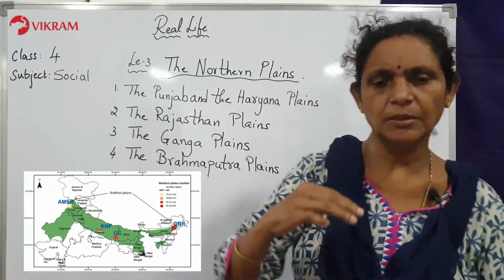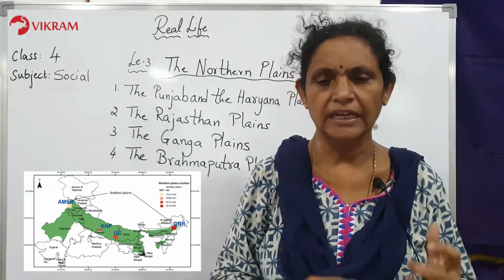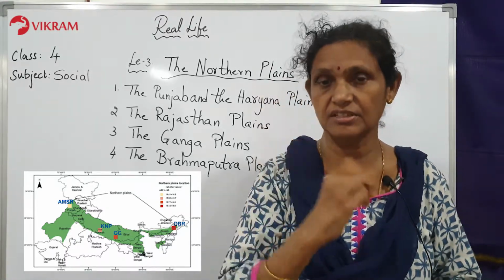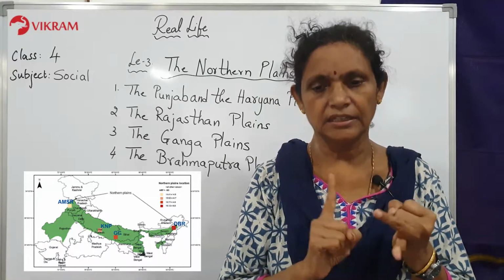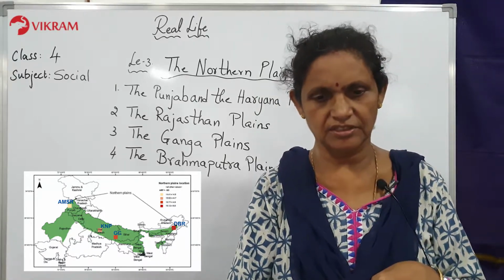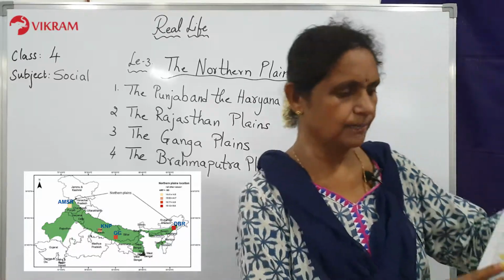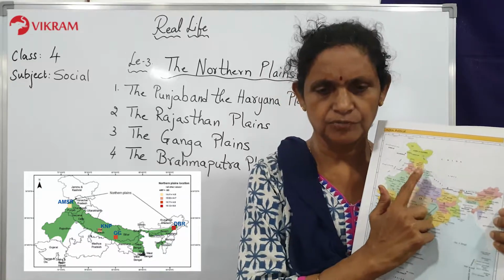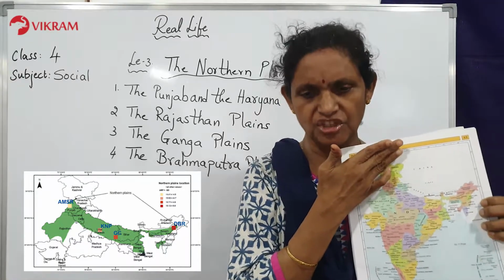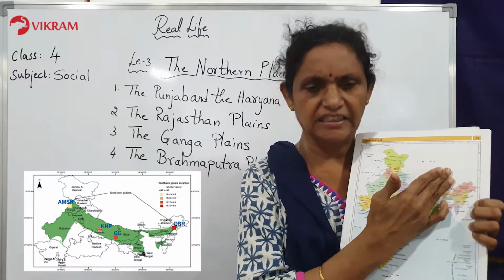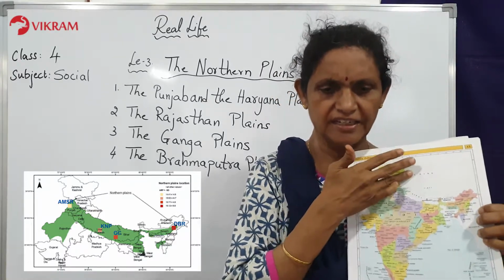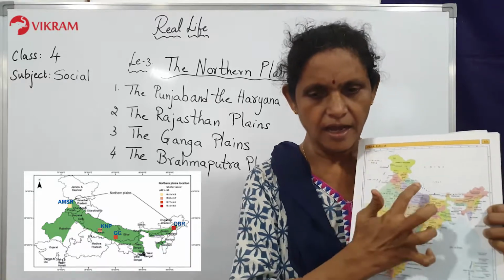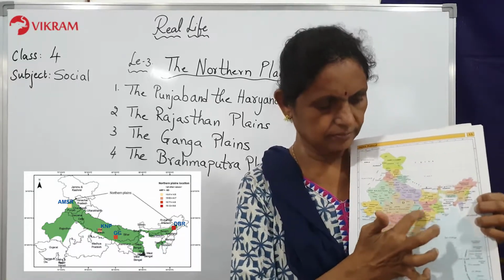Extent. The northern plains of India are formed by the Indus, the Ganga and the Brahmaputra rivers. Yes, there are 3 rivers here. They extend from Punjab, so you can see Punjab here, from Punjab in the west to Assam in the east. So Punjab, Haryana, Uttar Pradesh, Uttaranchal, Bihar, Assam and West Bengal.